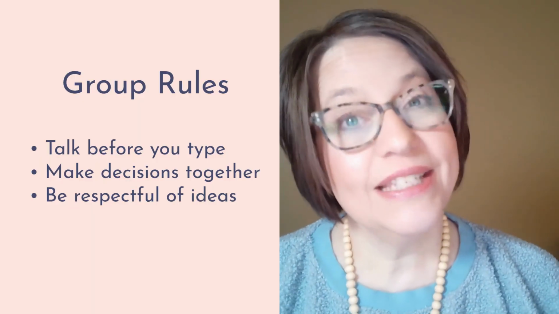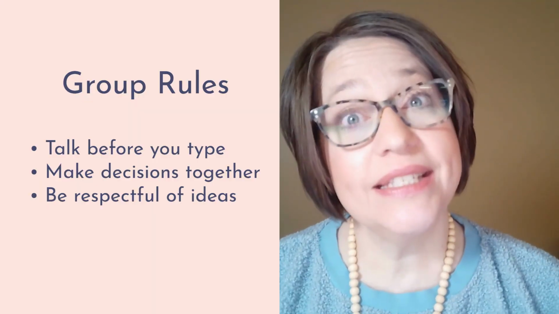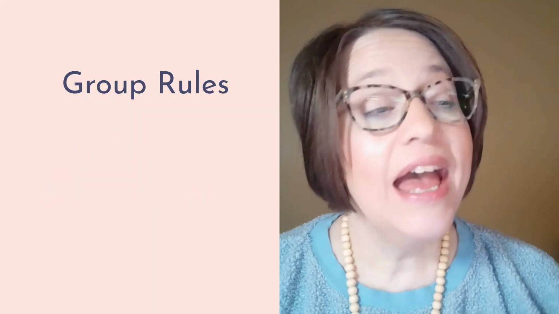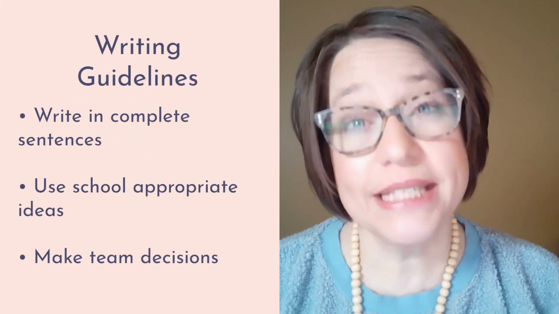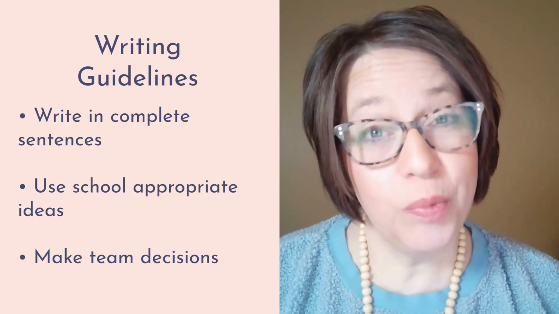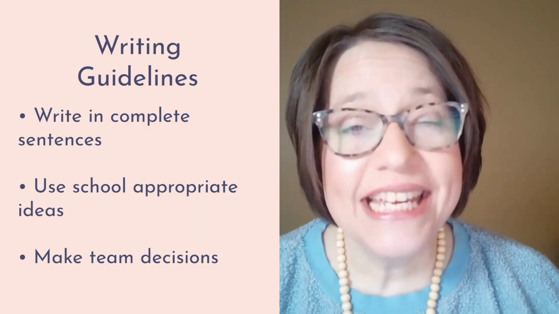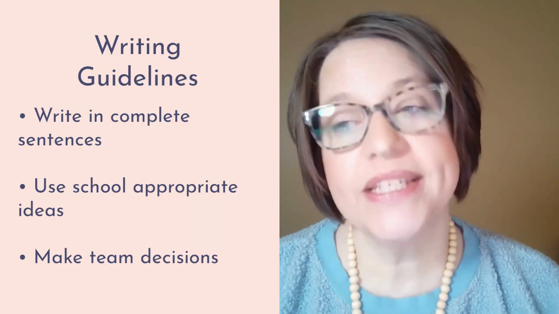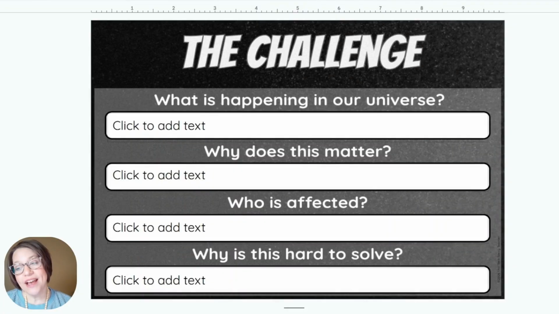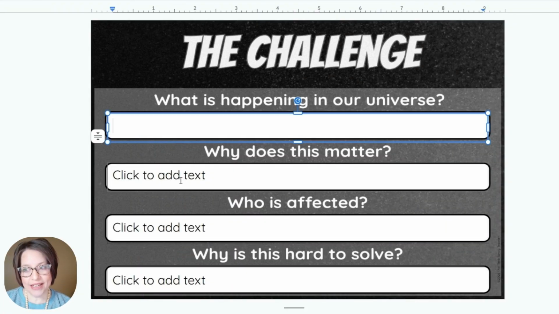Once we make that decision as a group, someone needs to type in and answer questions. It's really important that we write in complete sentences. We have school-appropriate ideas. And it's team decisions. It's not one person, it's a team decision. When it's time to type, come back in here. What is happening in our universe? We can start adding text.